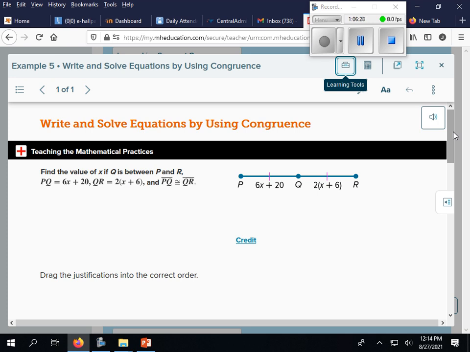So you can't have a negative distance, but if I stick -2 in there for X, what's 6 times -2? What's -12 plus 20? How long is segment PQ? 8. Is that okay? So X could be negative as long as the distances aren't negative.